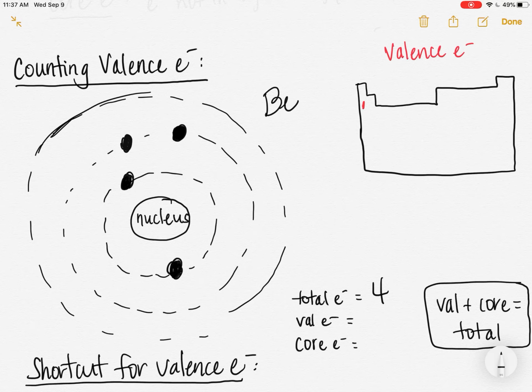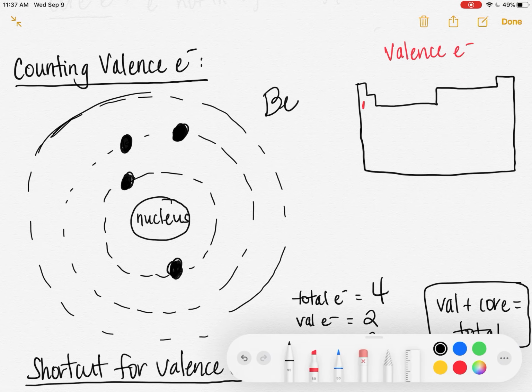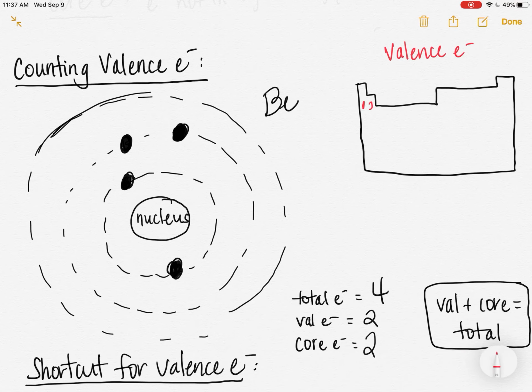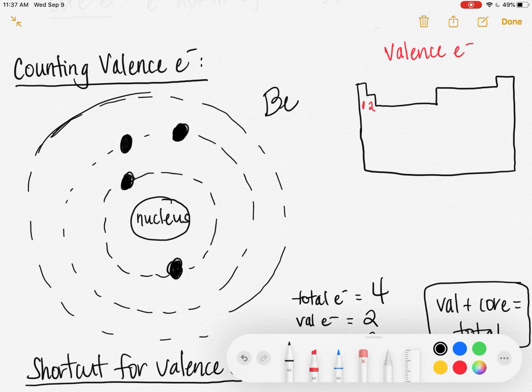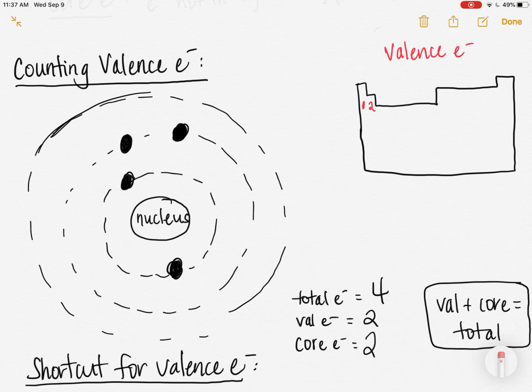So let's do our kind of math here. So total electrons, we know beryllium has 4. Valence electrons are these 2 in the second energy level, so 2. And then the electrons in the first energy level are the core, so 2. Again, my math works. Valence plus core, 2 plus 2 gives me 4. So beryllium has 2 valence electrons. I didn't give myself a whole lot of room, but that's okay.